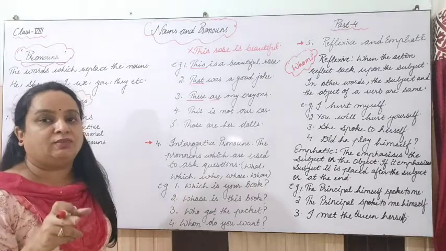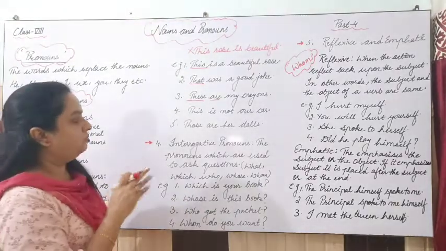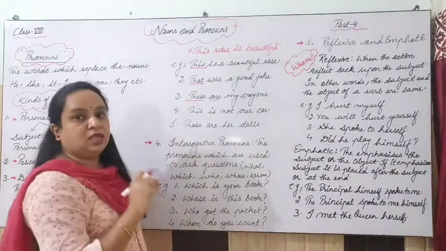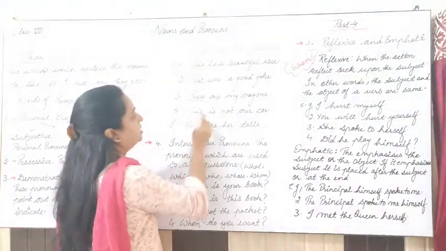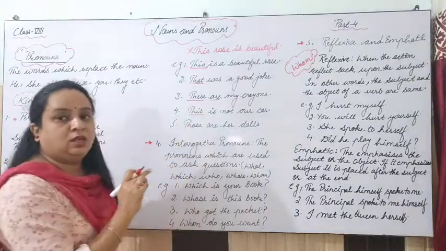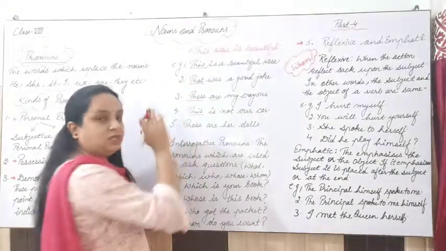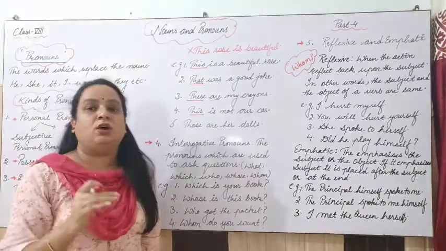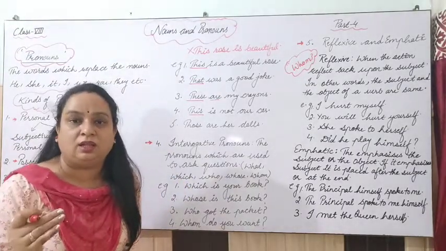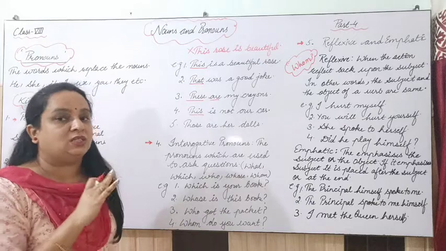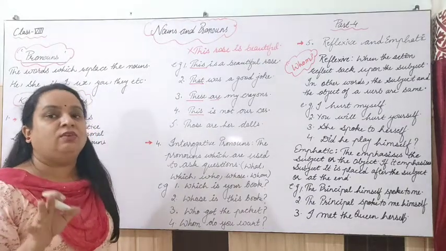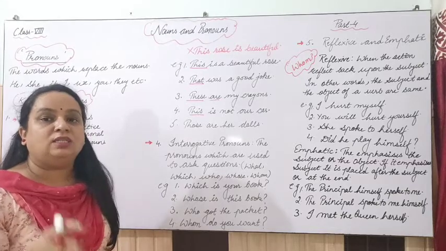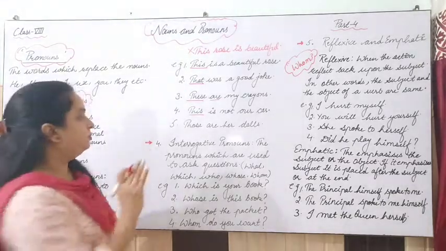So in that case, that will be a demonstrative adjective. This is not our car. Here, this, and after that is. So here this is working as a demonstrative pronoun. But if this car is not ours, then this is not working as a demonstrative pronoun. It will work as a demonstrative adjective.